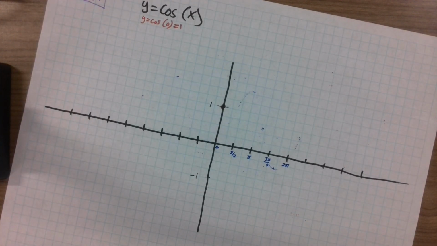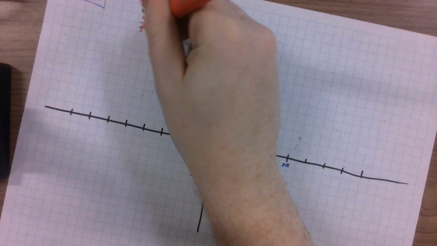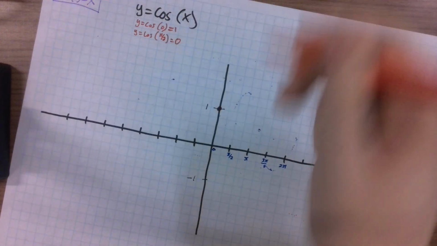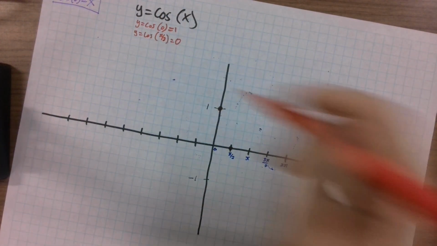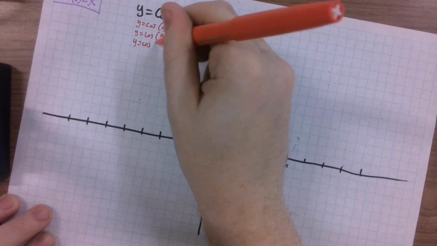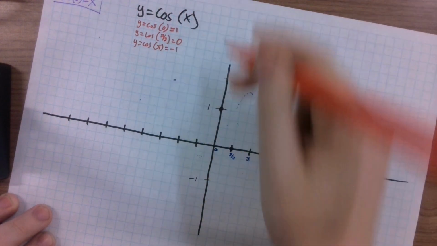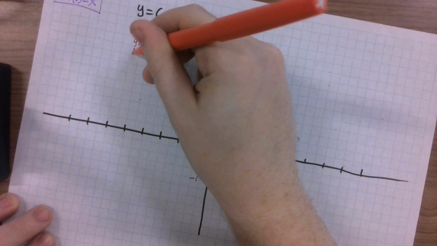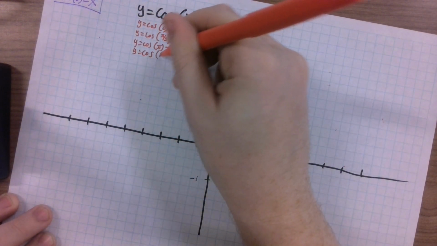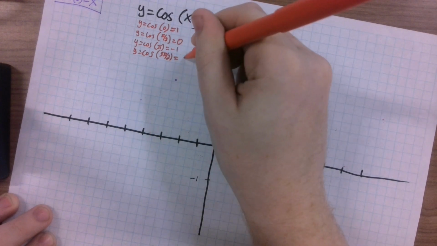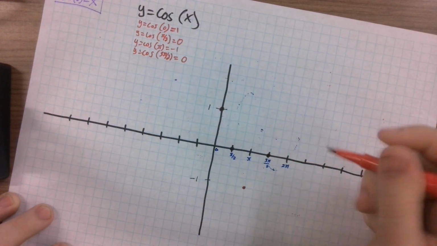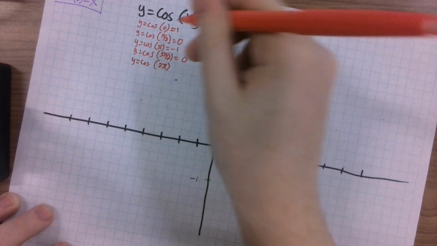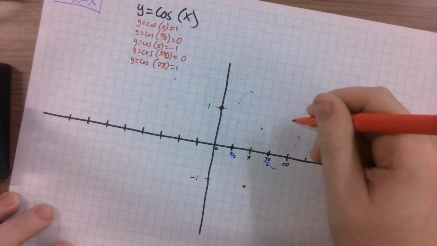But as we continued, we should have seen that the cosine of pi over 2 was 0, so it went down to 0. The cosine of pi was negative 1, so we went all the way down to negative 1 as predicted. The cosine of 3 pi over 2 was 0 again, and the cosine of 2 pi, well, that's the same as the cosine of 0, that's back up to 1.